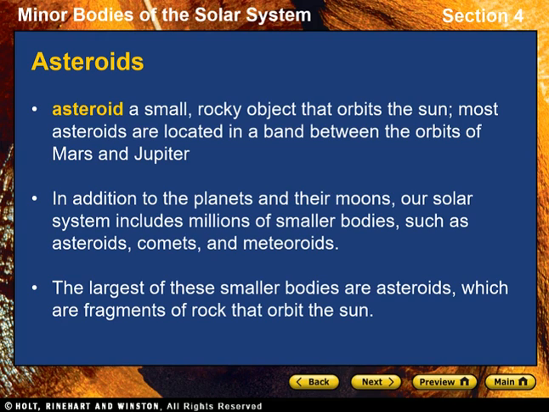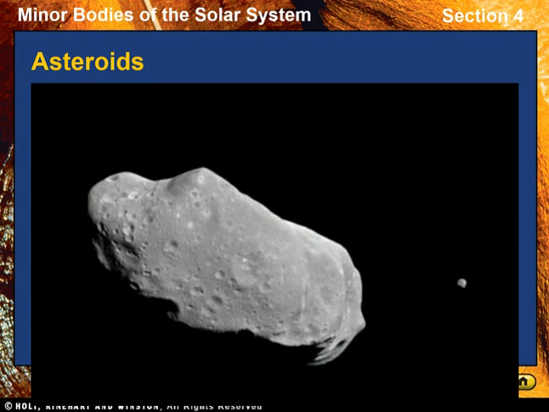Asteroids. The largest of the smaller bodies in the solar system are called asteroids. Asteroids are fragments of rock that orbit the Sun. Astronomers have discovered more than 50,000 asteroids. Millions of asteroids may exist in the solar system. The orbits of asteroids, like those of planets, are ellipses. The largest known asteroid, Ceres, has a diameter of about 1,000 kilometers.